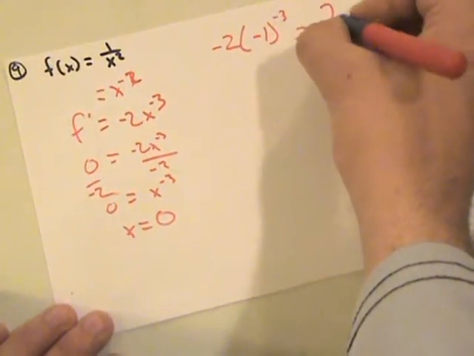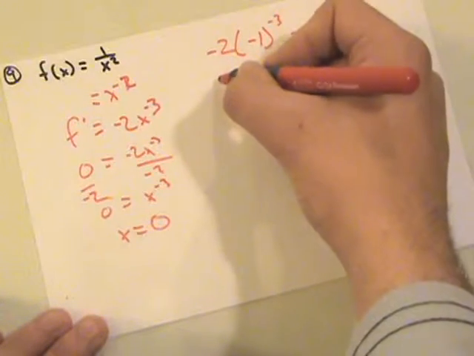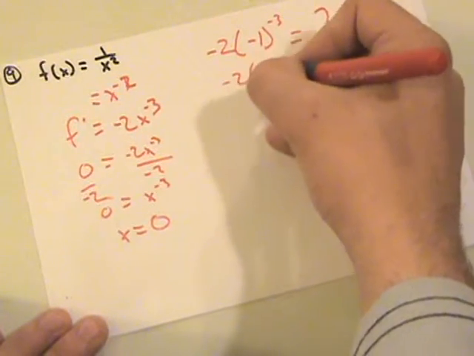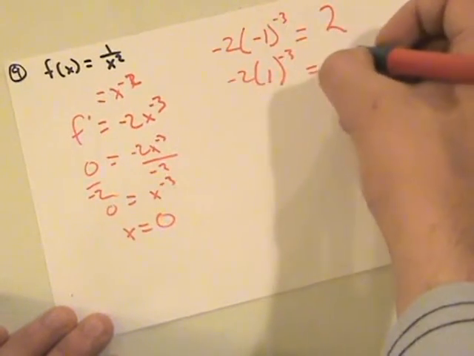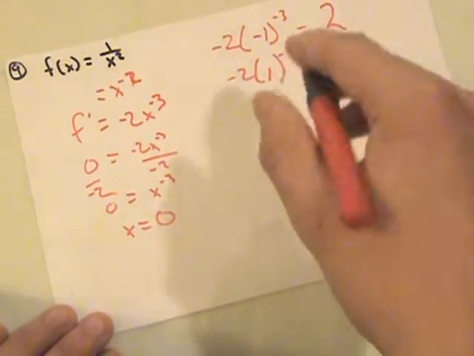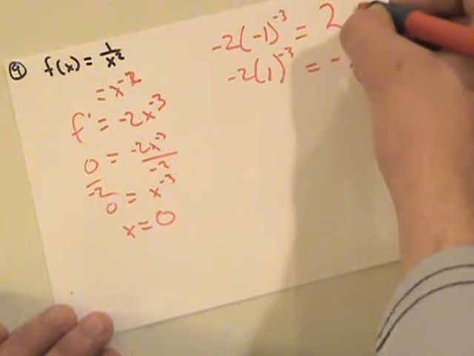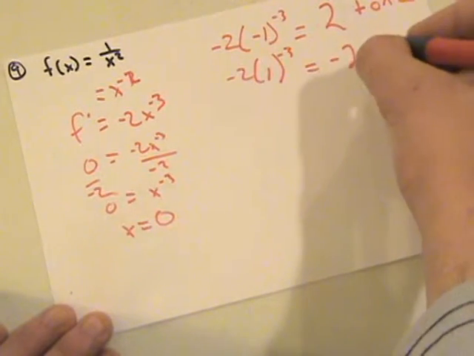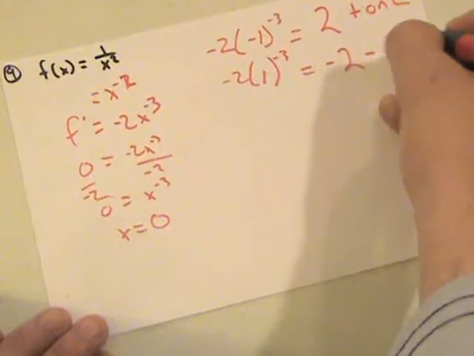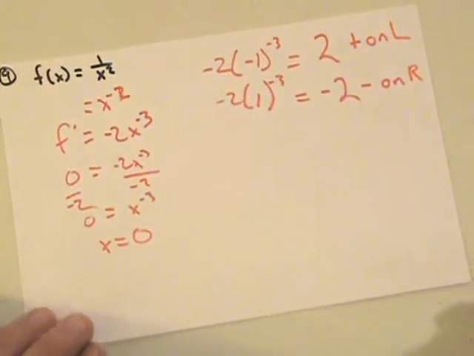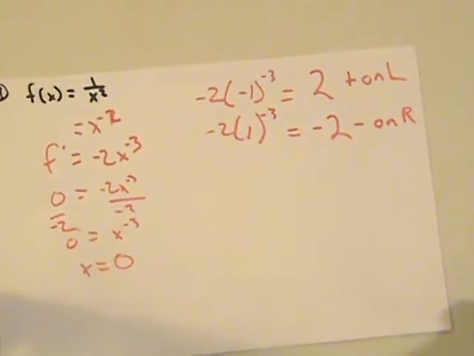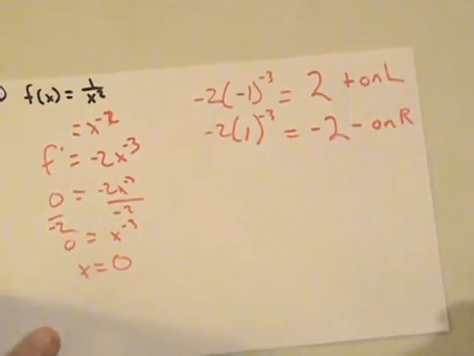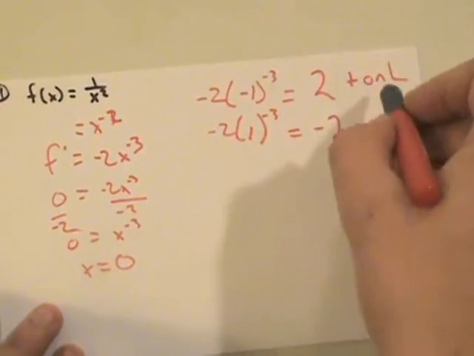And that is equal to 2. Then we plug in +1, which is on the right. This is equal to -2. So what we figured out is that it's positive on the left, negative on the right. So now we're able to figure out whether it's increasing. And remember that if the first derivative is greater than 0, it's increasing.